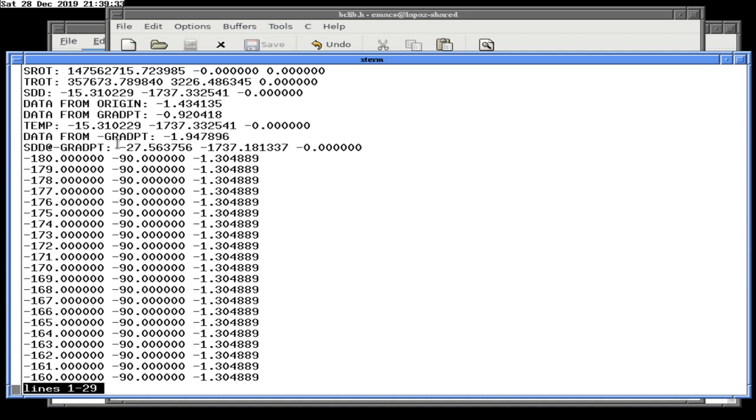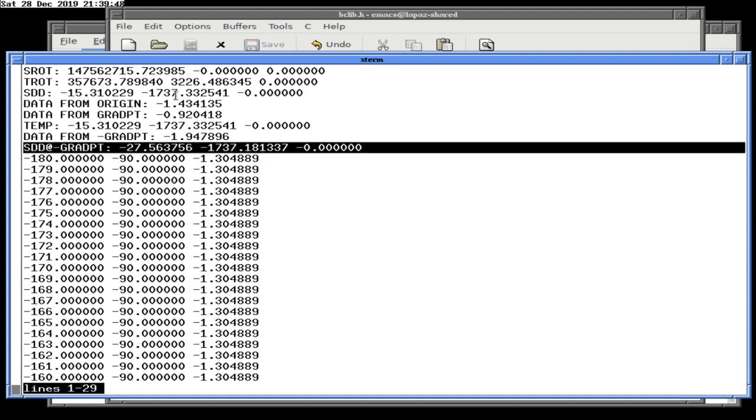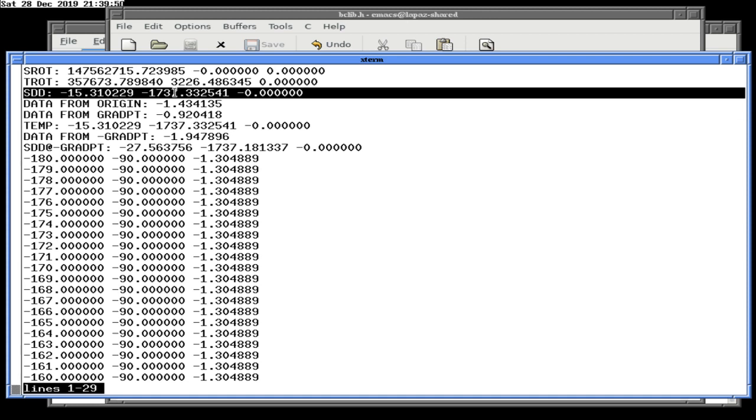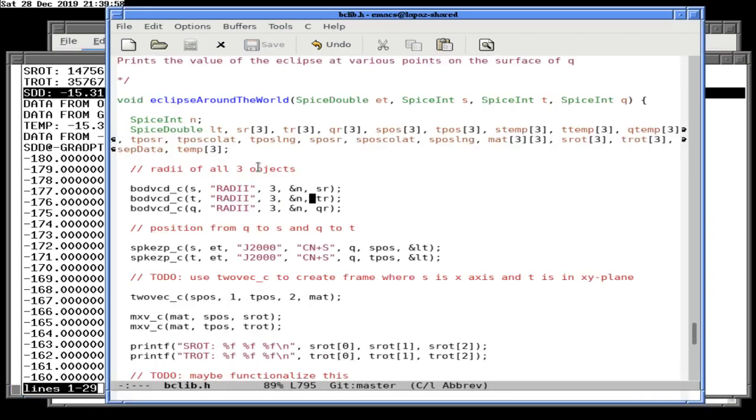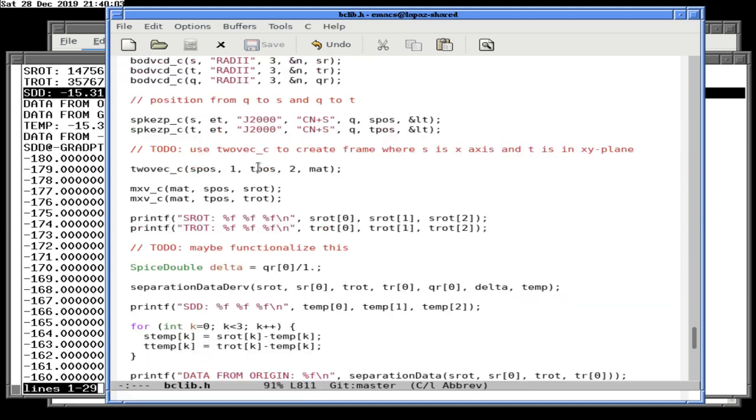Wait a minute. This number and this number are very similar to each other. Not cool. They're supposed to be negatives of each other. So I must now look into that. We also need to be a little bit better about what we're printing. I think we're printing a little bit too much here. So that's the rotated. Those are fine. I think we're printing something twice is the issue. So those two numbers are fine.